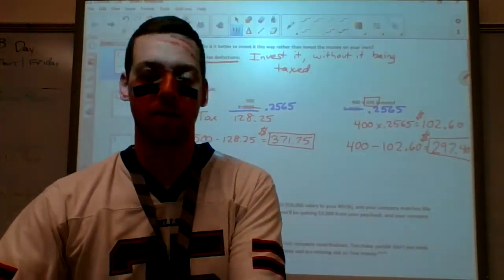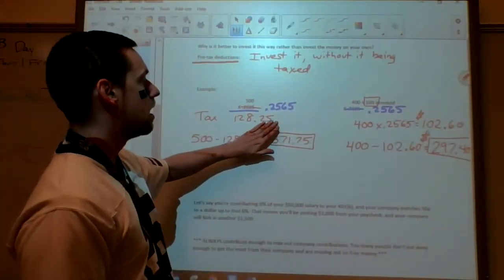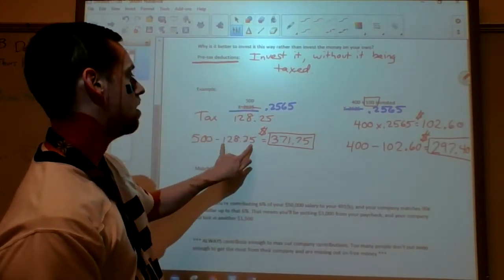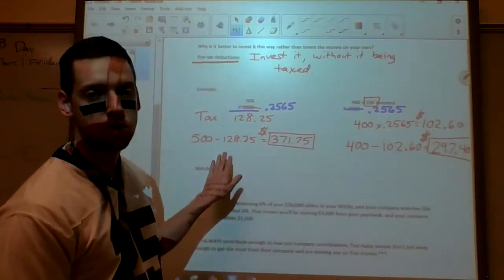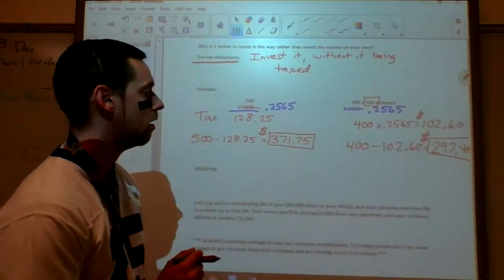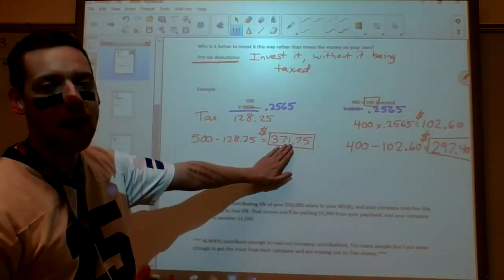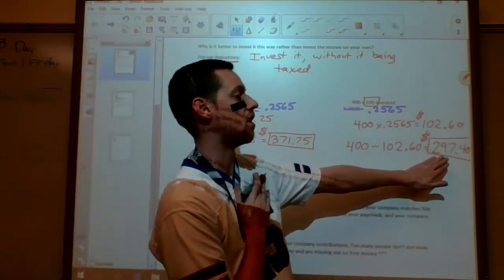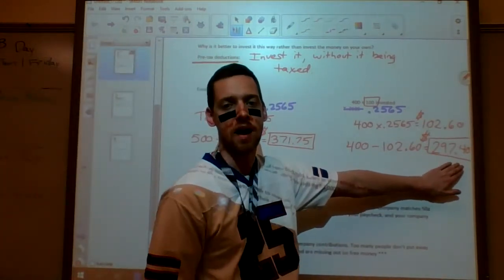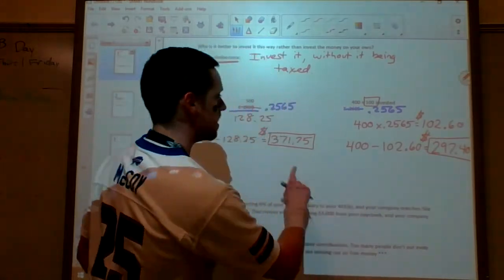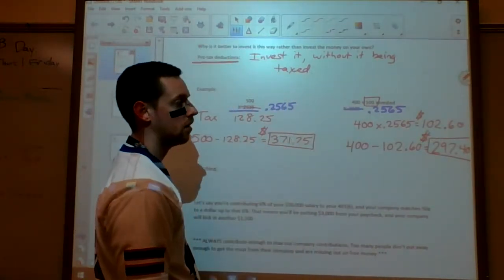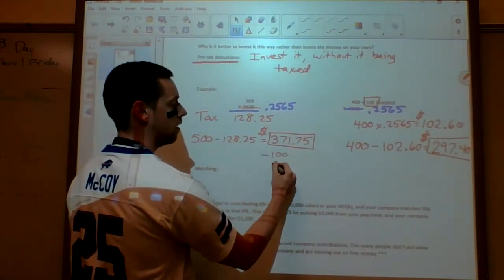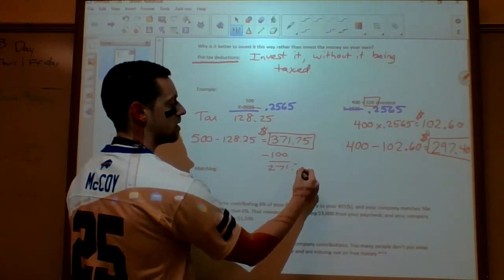All right, so here's the big difference. If I don't invest anything, I get my $500, it gets taxed. More tax was taken out. They took out 128 instead of 102. All right? But right now, I went home with more money, 371.75, where if I invested 100, I only have 297.40 in my pocket. Okay, but the difference is this one has $100 invested. If I go to invest $100 here on my own, I only have 271.75 left.